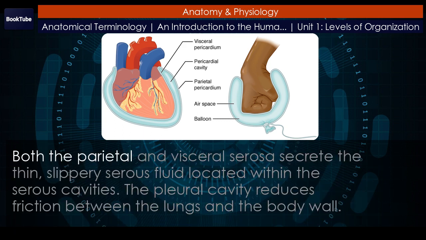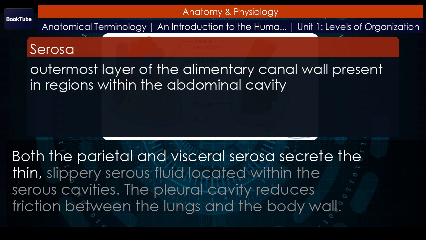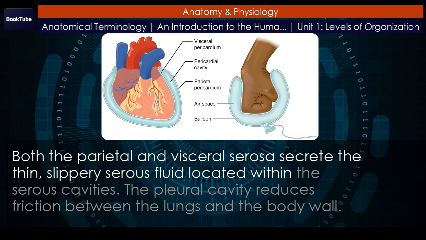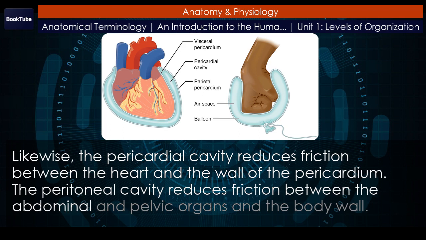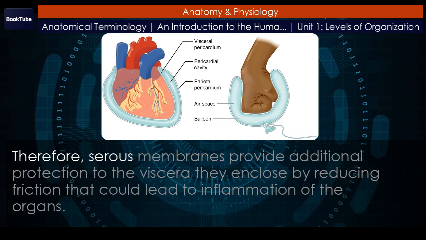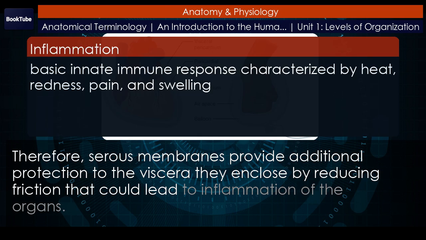Both the parietal and visceral serosa secrete the thin, slippery serous fluid located within the serous cavities. The pleural cavity reduces friction between the lungs and the body wall. Likewise, the pericardial cavity reduces friction between the heart and the wall of the pericardium. The peritoneal cavity reduces friction between the abdominal and pelvic organs and the body wall. Therefore, serous membranes provide additional protection to the viscera they enclose by reducing friction that could lead to inflammation of the organs.